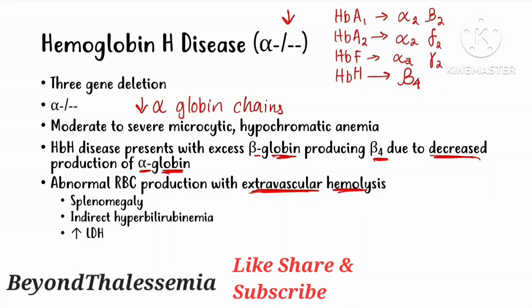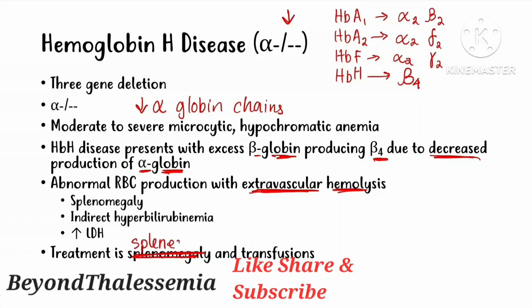Now, in this case, the treatment is going to be pretty simple. You can treat these patients with a splenectomy, excuse me, it should say splenectomy, and blood transfusions to make sure they are getting the proper amount of hemoglobin, so you can reduce their symptoms of microcytic anemia. So that happens. Hemoglobin H occurs with 3 gene deletions.